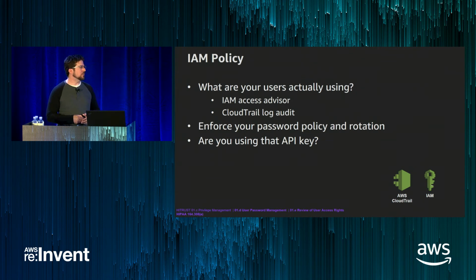IAM policy is really important in all these use cases because you need to know what your users are actually doing. A lot of times you'll hear folks in AWS tell you, you should design for least permission, or least privilege. That's really easy to say. In practice, it's a little bit more complicated to do. So how do you actually know what scoping you need to do for these users?